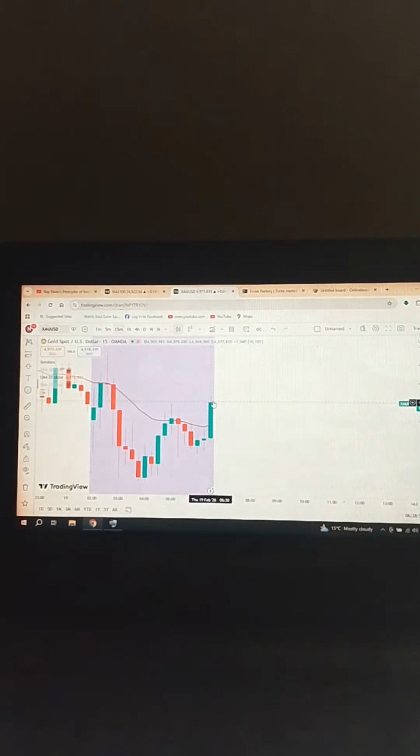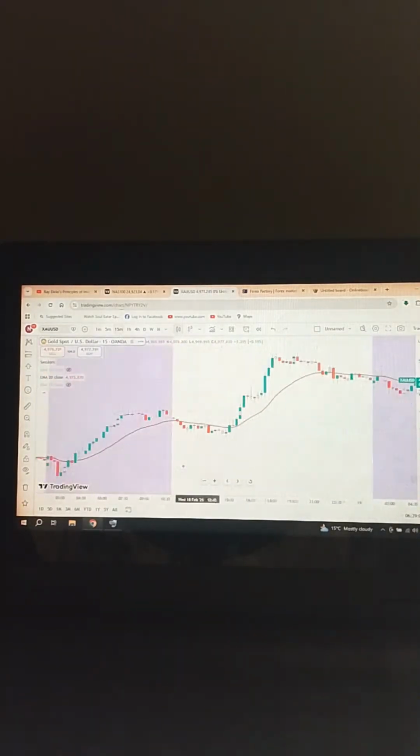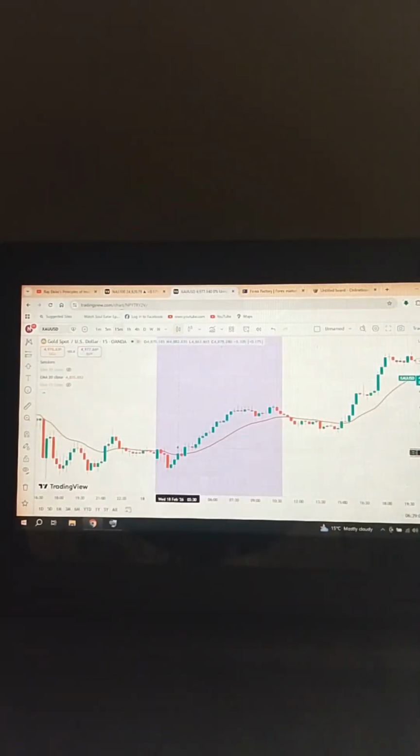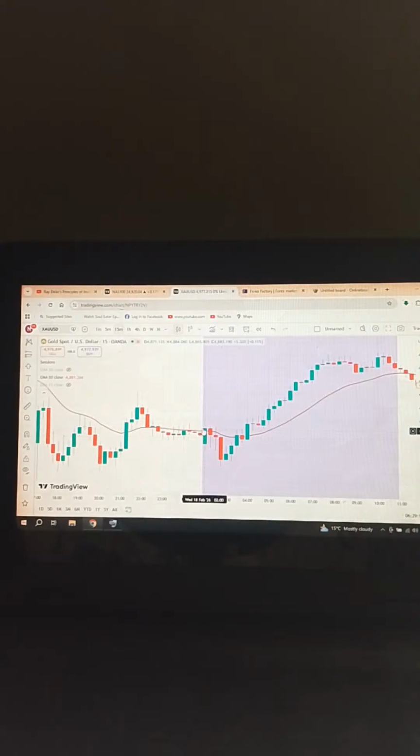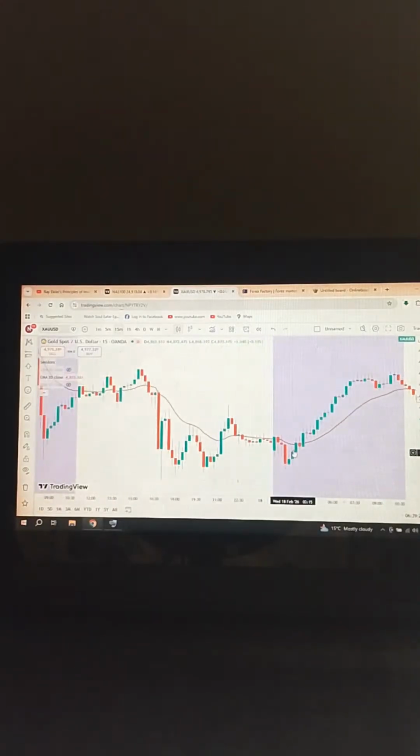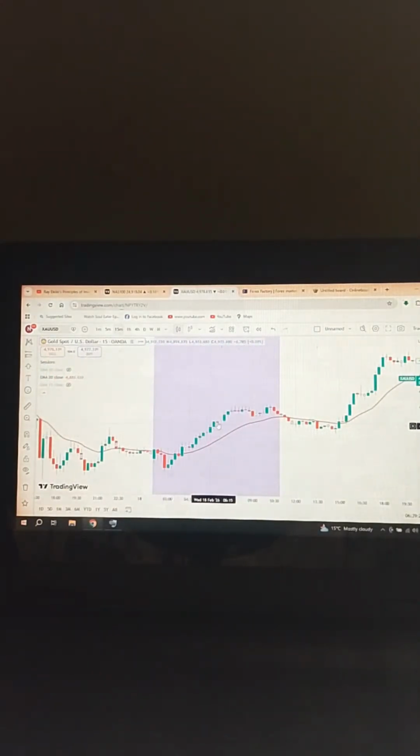Every day my entry on the gold market is usually when the market breaks above the 13 MA. That's my system, guys. And if the market goes well, I usually hold that market. Like yesterday, I was able to enter this buy here, then I was stopped out first. Then I got another entry, and with that entry I was able to maximize the profit very well to 800 pips.